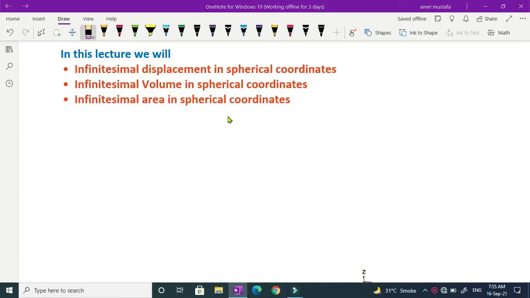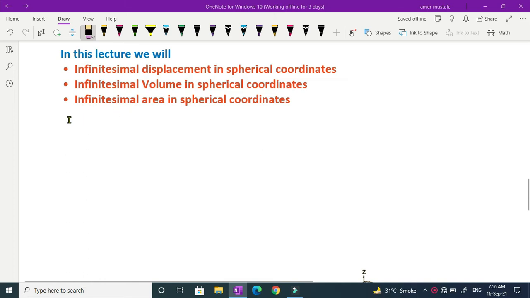Class of Electrodynamics 1. Dear students, in the last lecture we discussed the spherical coordinates. What are the spherical coordinates? How can we represent a vector in spherical coordinates? What are the different directions of spherical coordinates? In this lecture we will discuss infinitesimal displacement in spherical coordinates, infinitesimal volume in spherical coordinates, infinitesimal area in spherical coordinates.